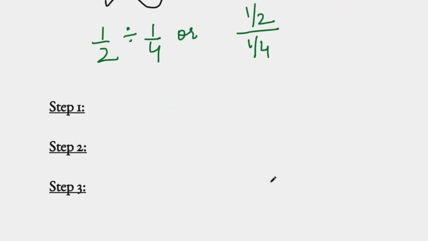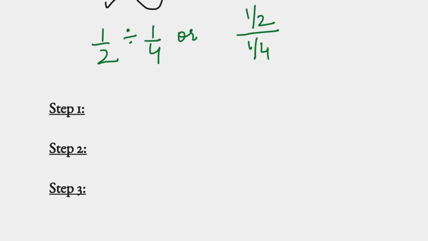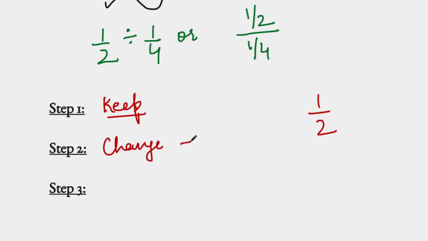Alright. Now, our first step says keep. Alright, now what do we keep? Keep the first fraction exactly as it is. Okay, so our first fraction here is 1 by 2. Alright, now second step says change. What do we change? We change the division symbol into multiplication symbol.